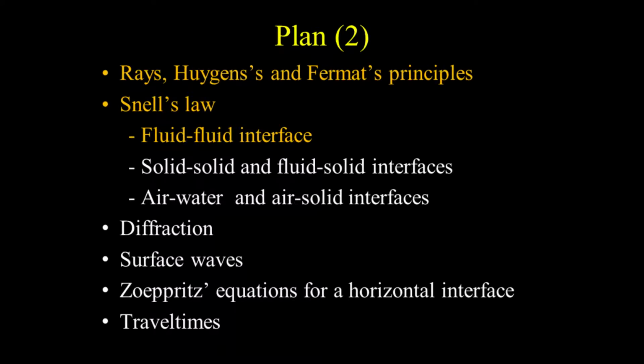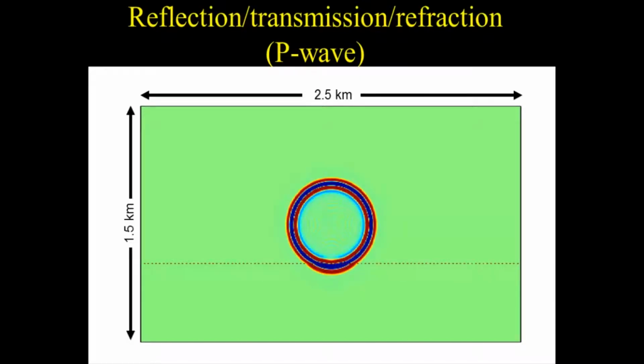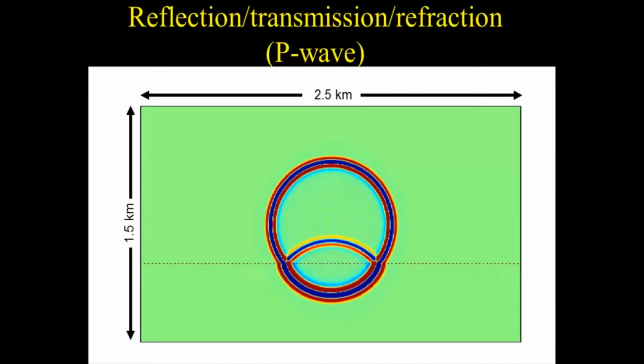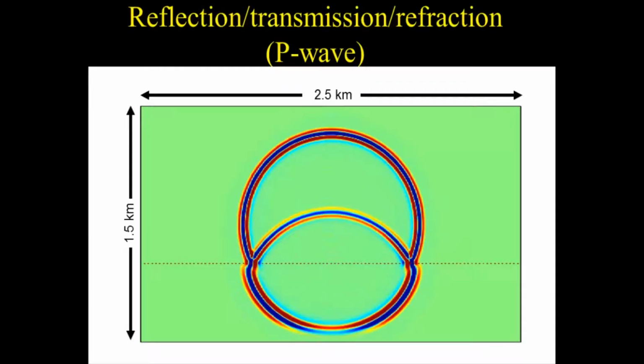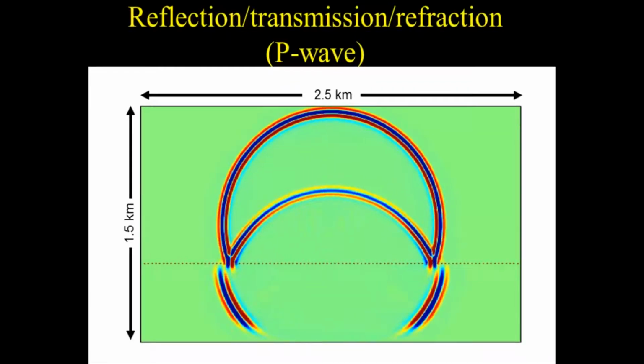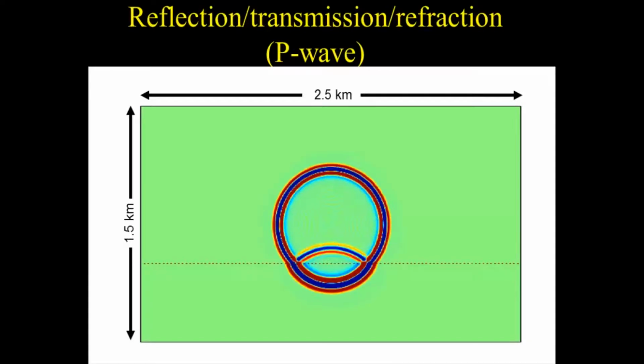Now, let's talk about reflections and transmissions, starting with the fluid-fluid interface. Let's now consider a heterogeneous model consisting of two infinitely homogeneous and isotropic media, separated by a horizontal surface, as illustrated here. This model is also known as a two-half space model, in which each homogeneous medium represents a half space.